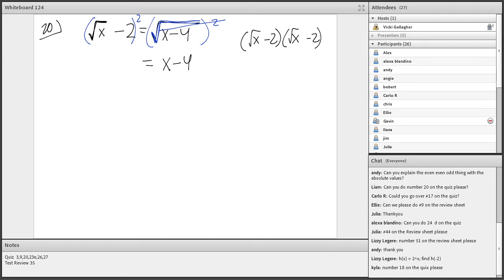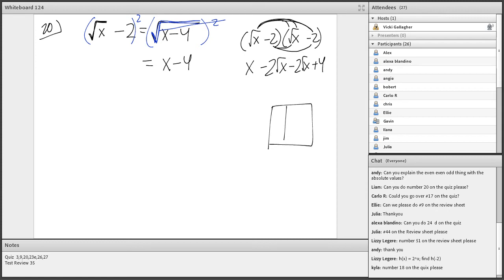And you can either do FOIL or the box method. I'll show both. If you know me, you know I love the box method. But just in case you like FOILing, you're going to do rad x times rad x, which is regular x, because it becomes the square root of x squared, and that'll cancel. And then rad x times negative 2 is negative 2 rad x. Negative 2 times rad x, again, is negative 2 rad x. And then negative 2 times negative 2 is positive 4.